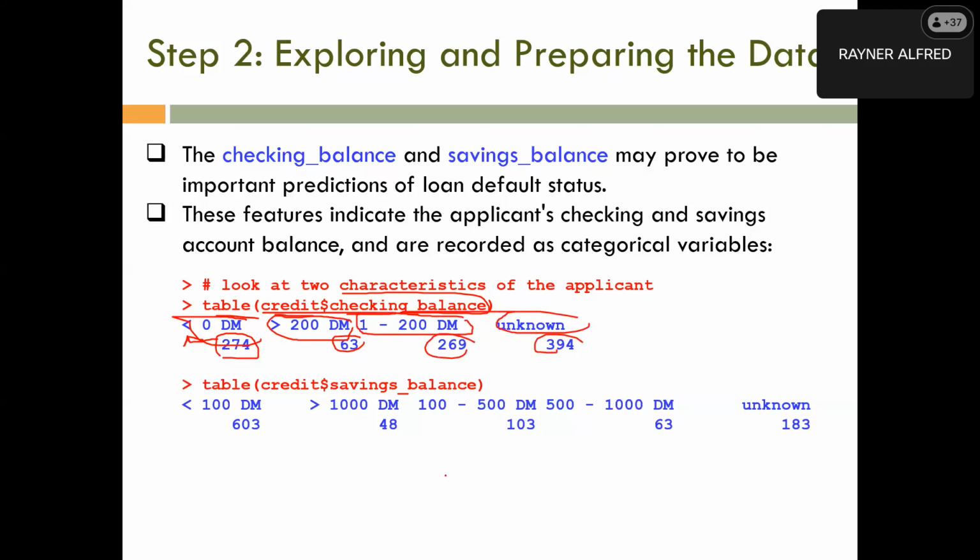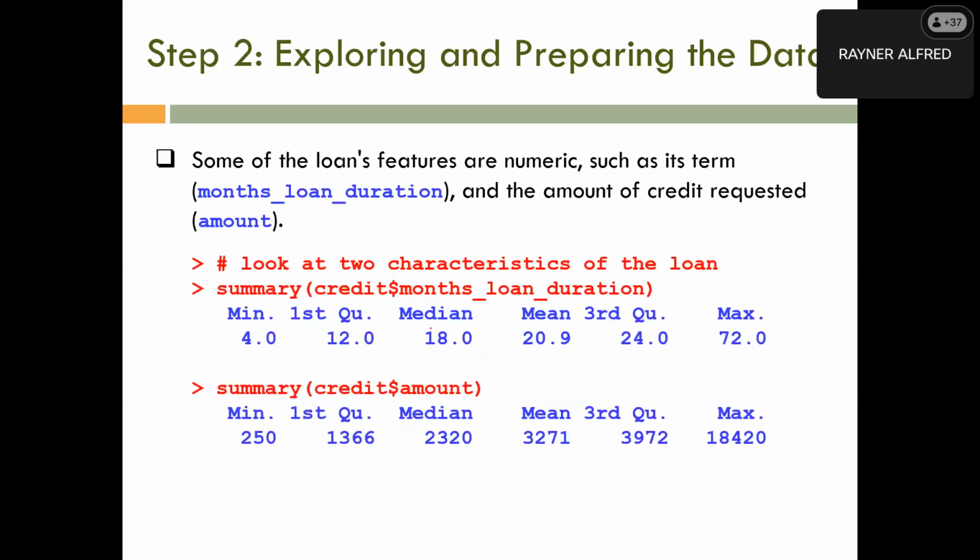We can also look at the savings balance. How many savings balances have less than 100 Deutsche marks? So we have 603. This is more into descriptive statistics. We can look at the summary. The summary will give you the mean, the max, and also the average and median of a single feature that you have here.